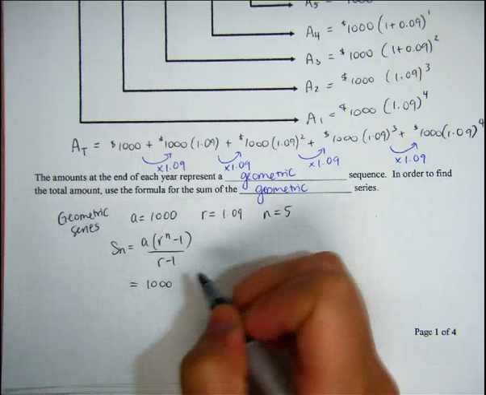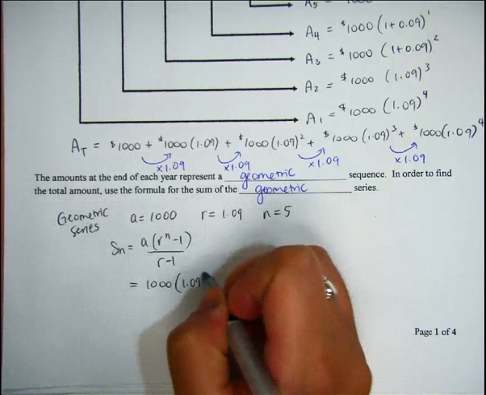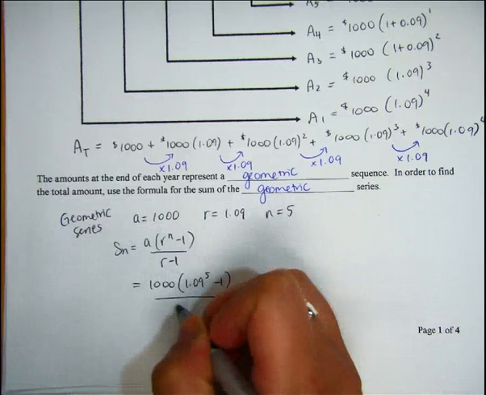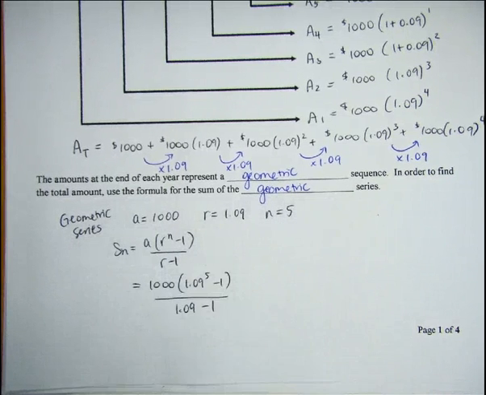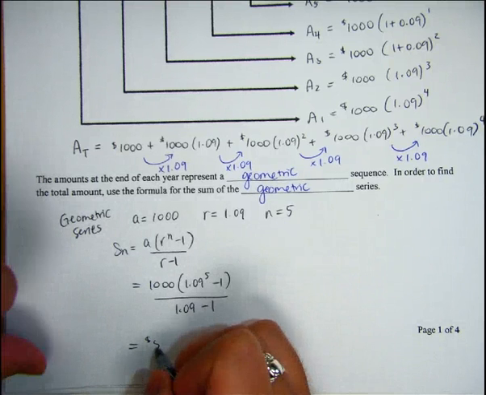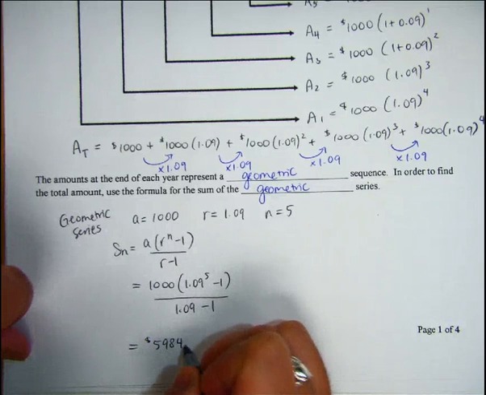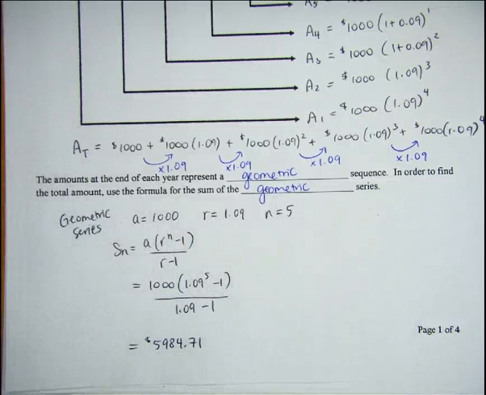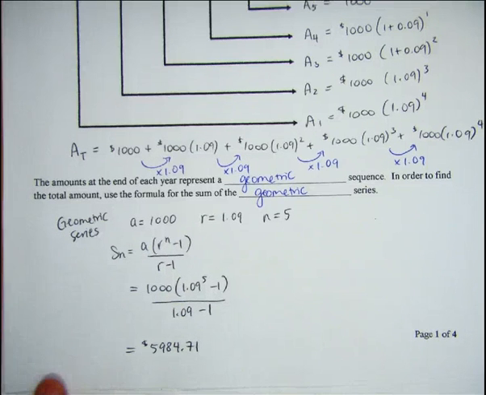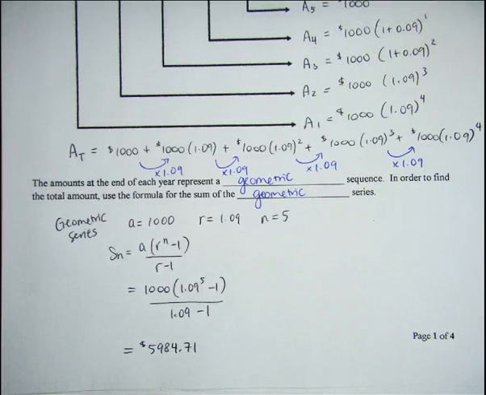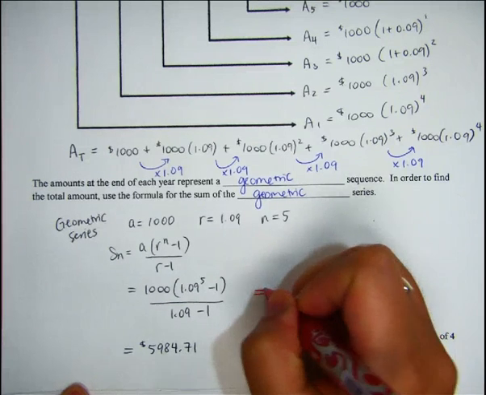So let's plug all of those into our geometric series formula, remember from last unit. This is 1,000 times 1.09 to the exponent 5 minus 1, divided by 1.09 minus 1. And when you plug that into your calculator, you should get $5,984.71.